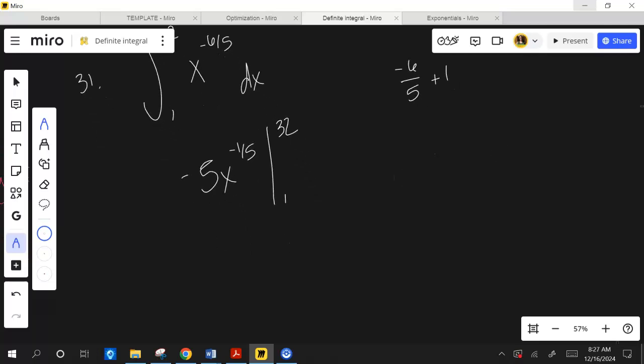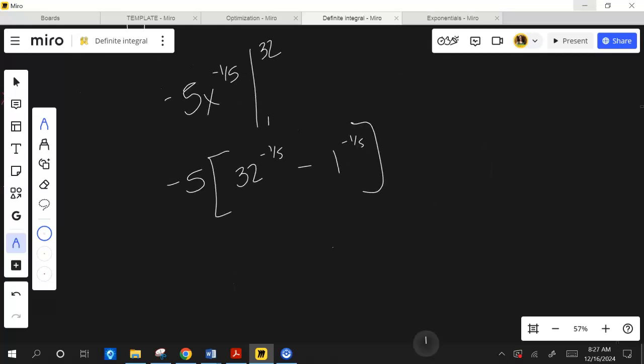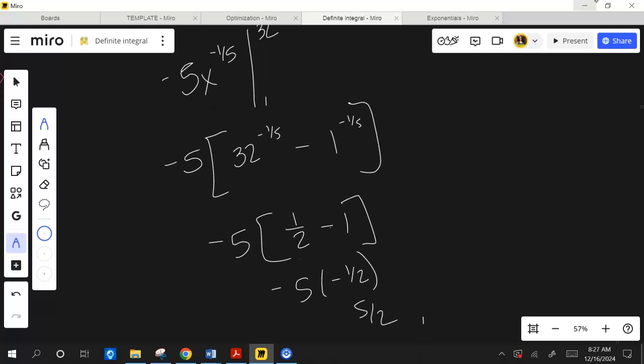Okay. I'm going to plug in here negative 5 times, I'm actually going to pull that negative 5 out to make it a little bit easier. 32 to the negative 1/5 minus 1 to the negative 1/5. So I got negative 5 times. What's 32 to the negative 1/5? Negative means flip it to 1/2. 1/2 minus 1 to the negative 1/5 is 1. Negative 5 times negative 1/2 is 5 over 2. Positive. It's positive.